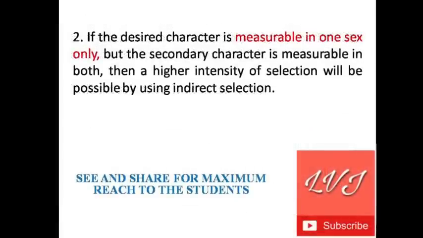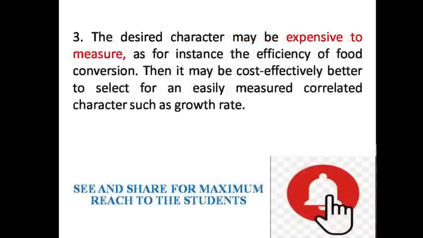The second condition is if the desired character is measurable in one sex only, but the secondary character is measurable in both sexes, then a higher intensity of selection will be possible by using indirect selection. The third condition is that the desired character may be expensive to measure, as for instance the efficiency of food conversion. Then it may be cost effectively better to select for an easily measurable correlated character such as growth rate.